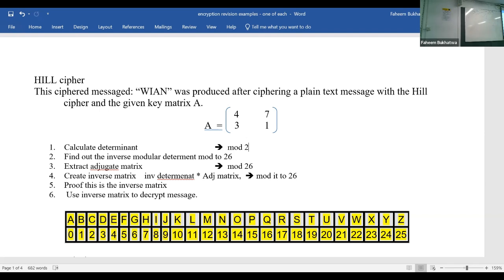Yeah, I just removed the 6. Just to check that you're okay. Okay, so calculate the determinant, multiply by 26. Check the inverse of that determinant, apply it to the adjugate matrix of this one, and then you'll have the inverse matrix. Then multiply the inverse matrix into that ciphered message, you get the original message.